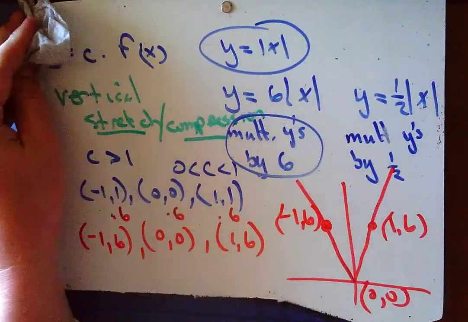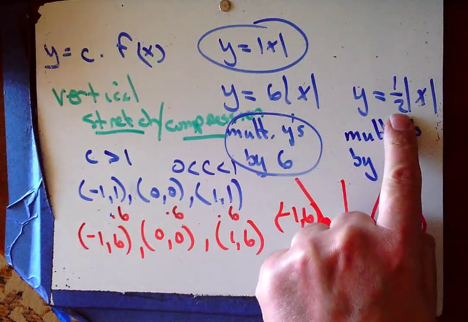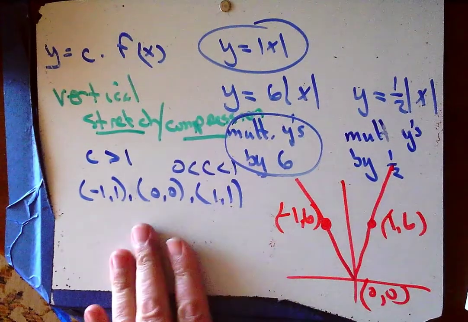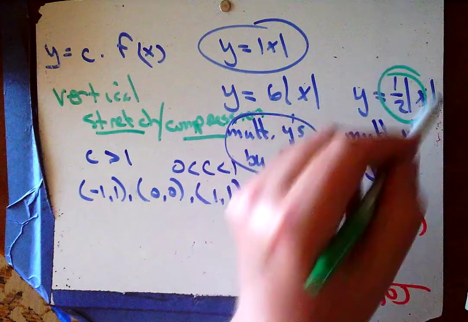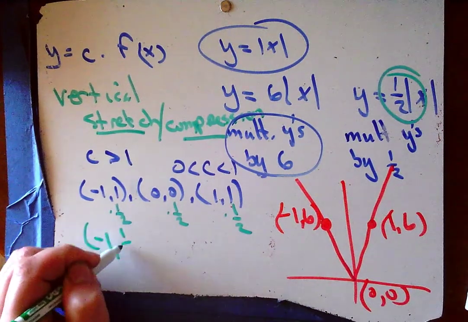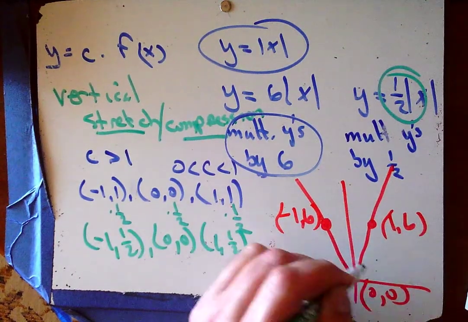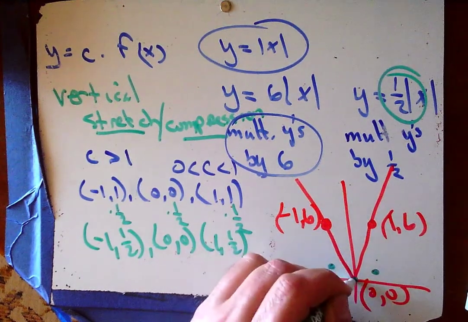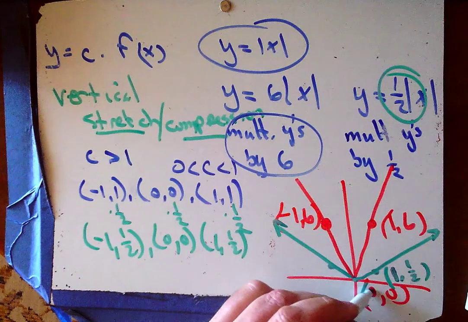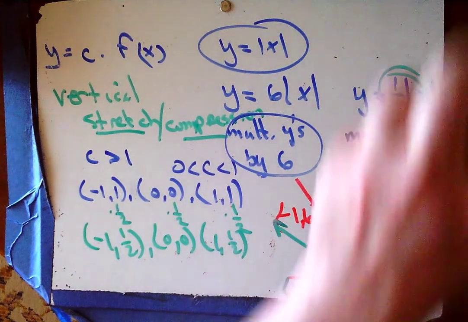Okay, so that's when we have c times f of x. That's going to be a vertical stretch because our c value was bigger than 1. And here when we have a c value between 0 and 1, that's going to be a compression. Instead of multiplying all the y values by 6 to do this, I'm going to multiply all the y values by 1/2. And so we end up with (-1, 1/2), (0, 0), (1, 1/2). So this is (1, 1/2), (0, 0), and (-1, 1/2). All right, that's how we'll graph those transformations.